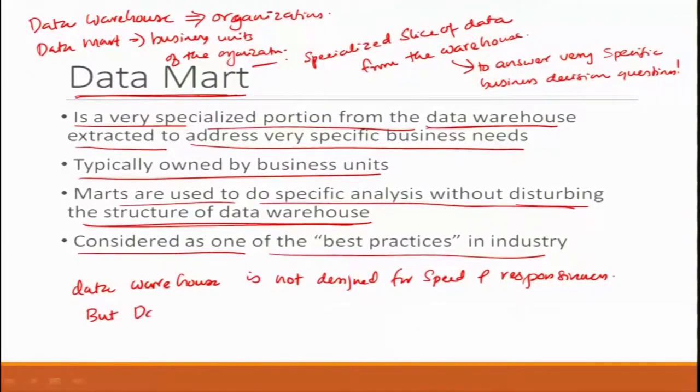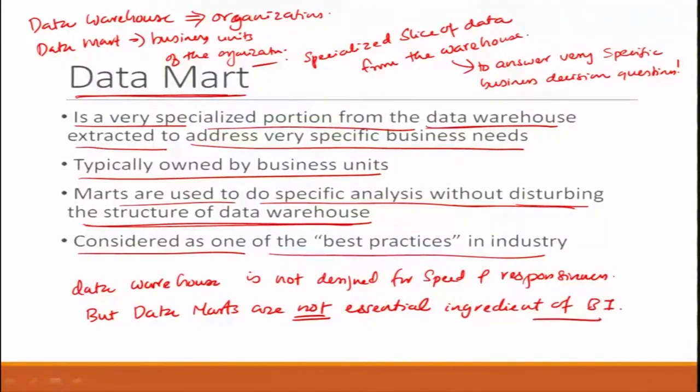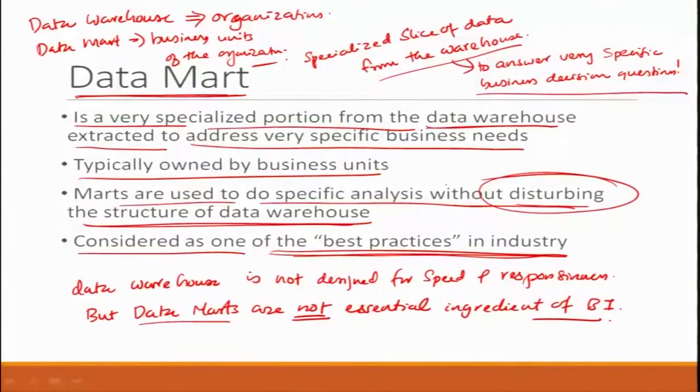But data marts are not essential ingredients of BI. To provide business intelligence, you need not have a data mart. Data mart is an optional thing. If you have a data mart, which means you are taking a very specialized portion of data from the warehouse to answer your specific business question, then that becomes a best practice in the industry, because you are not disturbing the structure of the data warehouse, because the data warehouse is a permanent record.